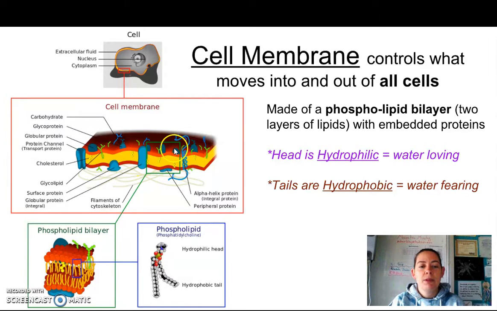So see these blue things in here? These are proteins stuck in the lipid membrane. And some of them are special channels for allowing certain things to go through. So an example of that would be one called an aquaporin, which lets water in and out.